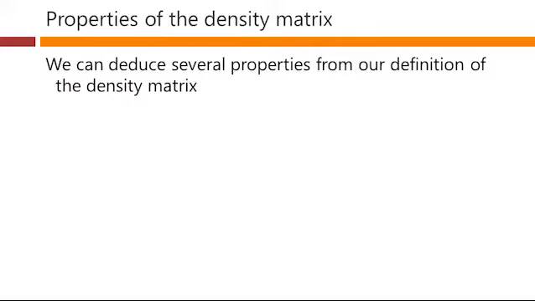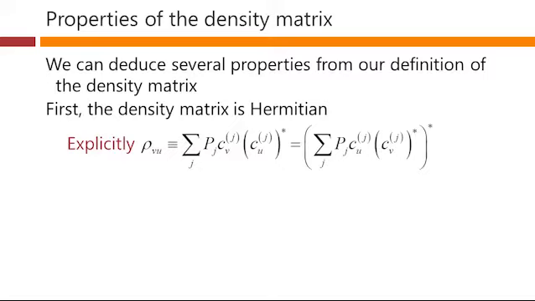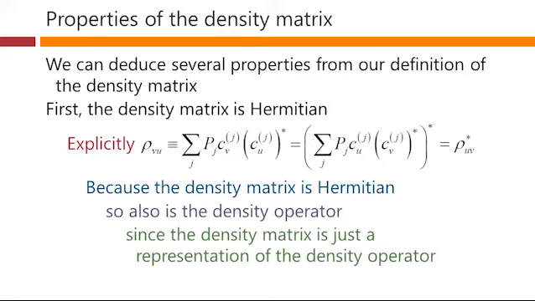We can deduce several properties from our definition of the density matrix. First, the density matrix is Hermitian. Explicitly, we can write down a matrix element of the density matrix. We deduced we could write it like that. But of course, that's just equal to this, and that is just rho uv star. Because the density matrix is Hermitian, so also is the density operator, since the density matrix is just a representation of the density operator.